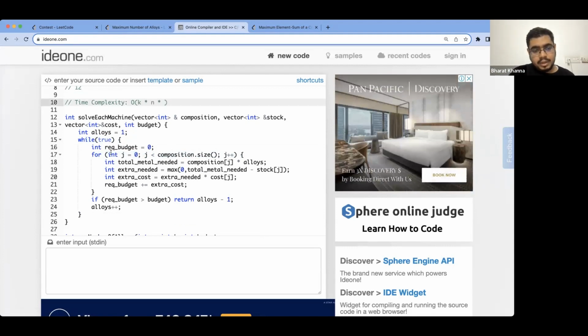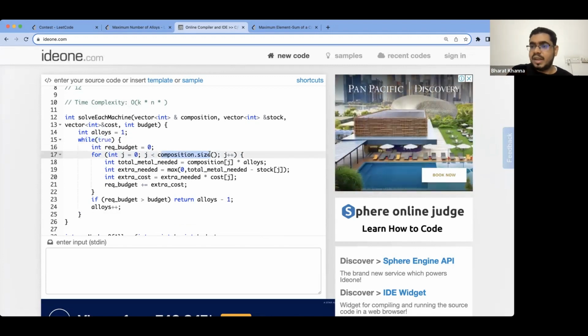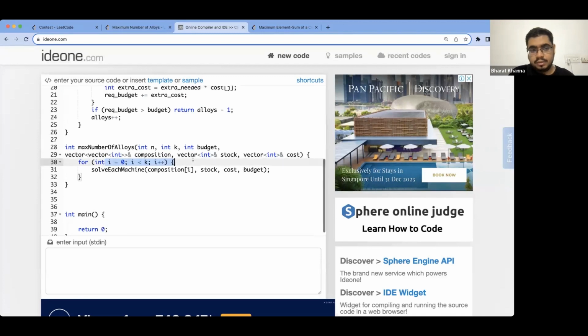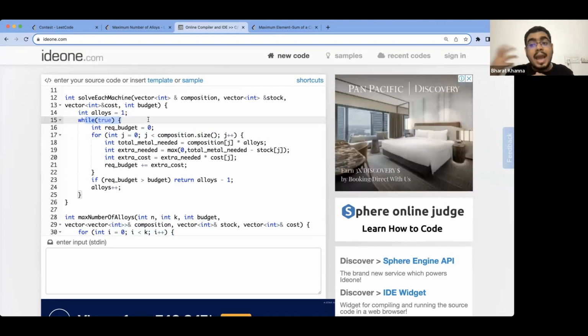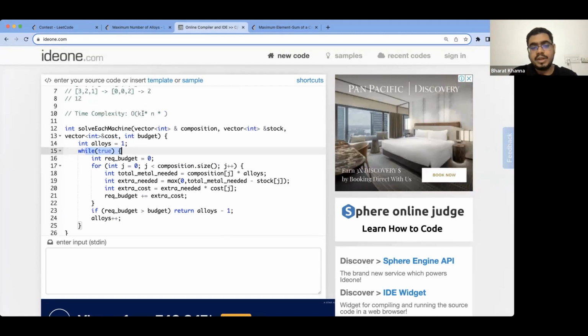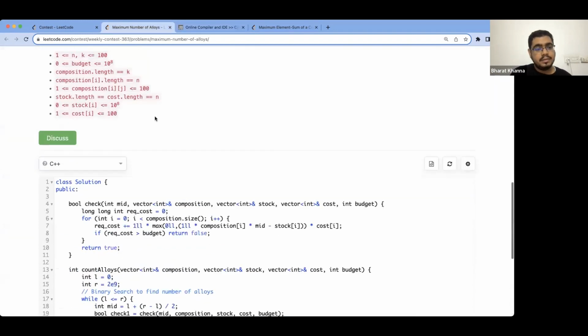But there is another loop. This runs so many times. Yes or no? Composition.size is n, right? Composition.size is in fact the number of metals. So k is fine, into n is fine, but there is another loop. So we are trying to make one alloy, then two alloys, then three alloys. The actual number of alloys, right? So if we think about it, it's k into n into the number of alloys. Okay. Let's look at it quickly.